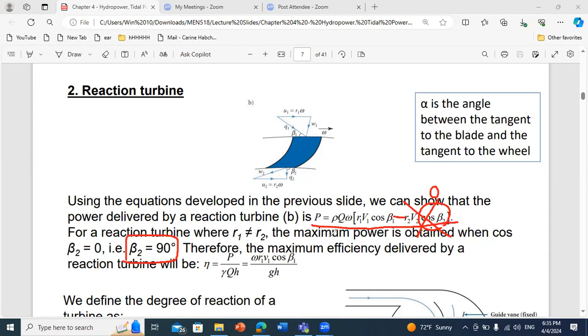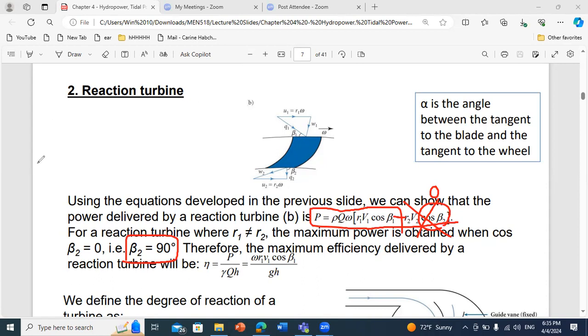Okay, so here, this is how we can design reaction turbines. So we have common formulas, but for each turbine, we have certain characteristics that should be applied in order to maximize the value of power.